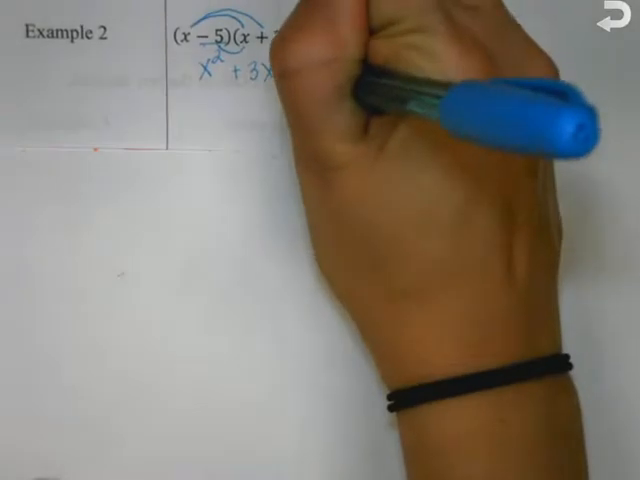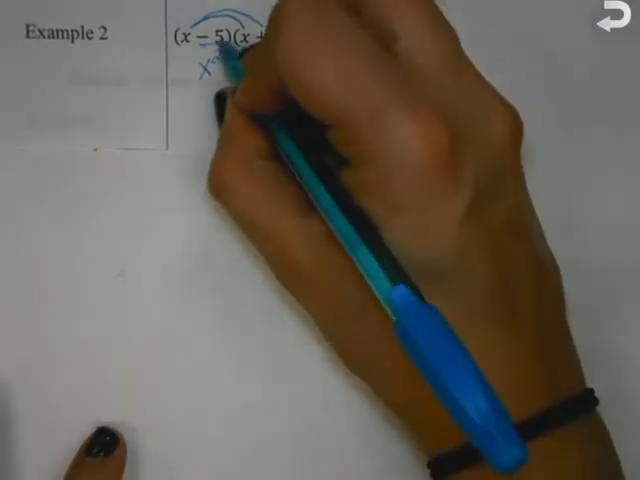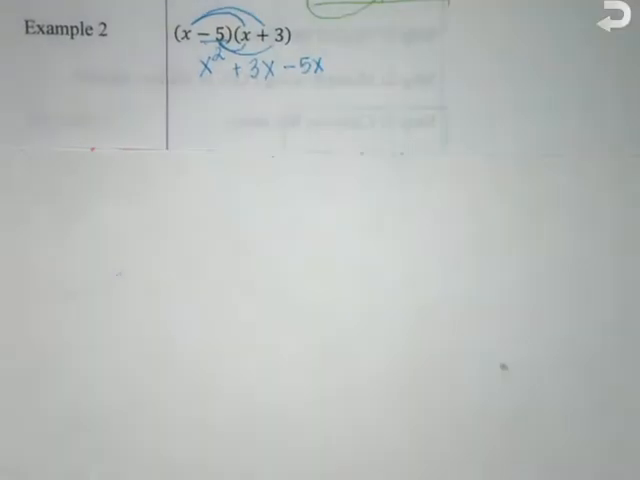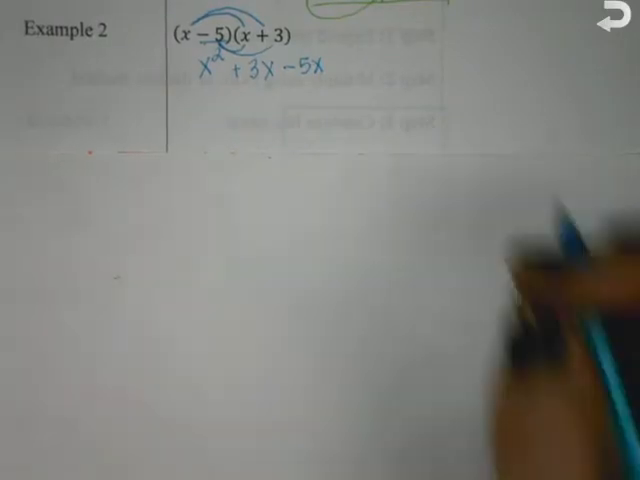Okay, and then the L in FOIL stands for what? Last. L stands for last. The two last terms. Negative 5 times 3 gives me, everybody? Negative 15. Thank you, negative 15. That was hard.